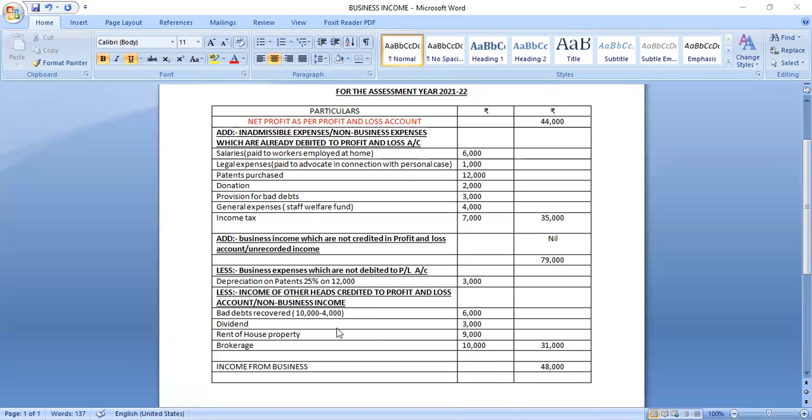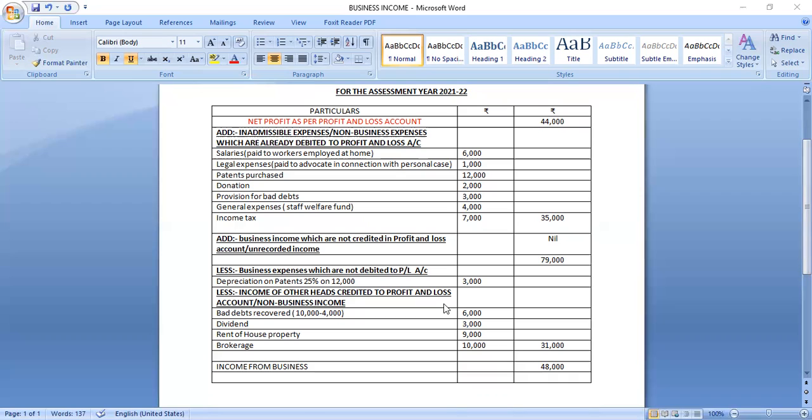Step 4. What is the non-business income? The first is bad debts recovered. Actually, bad debts recovered is a business income, but in the adjustment it is mentioned that out of the bad debts recovered, only 4,000 were allowed as deduction. That means earlier they had allowed 4,000 out of 10,000, and the remaining 6,000 was not allowed. The 6,000 is non-business income. Out of 10,000, 6,000 is non-business income and 4,000 is business income.